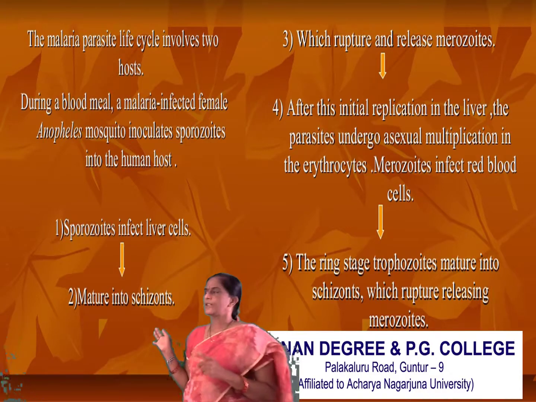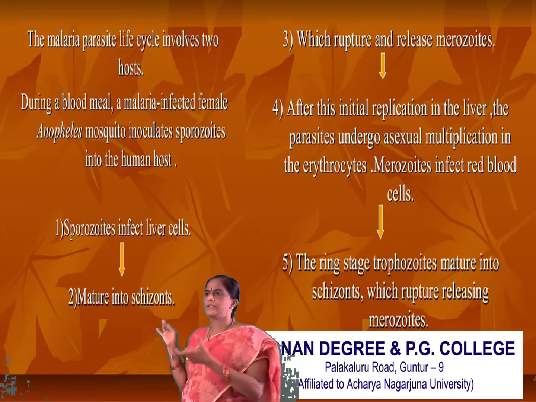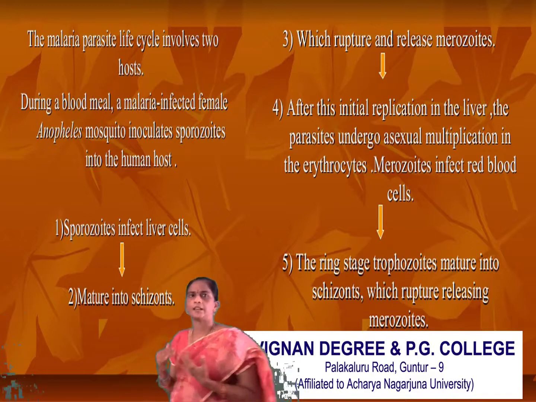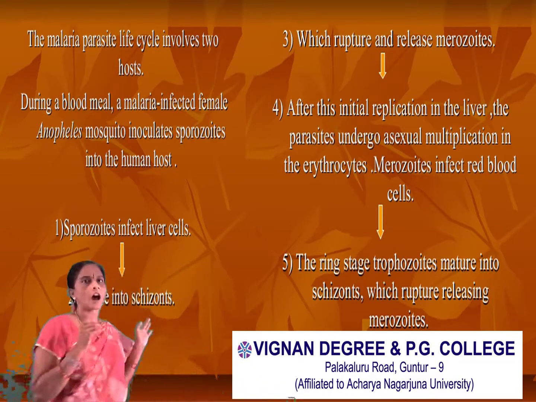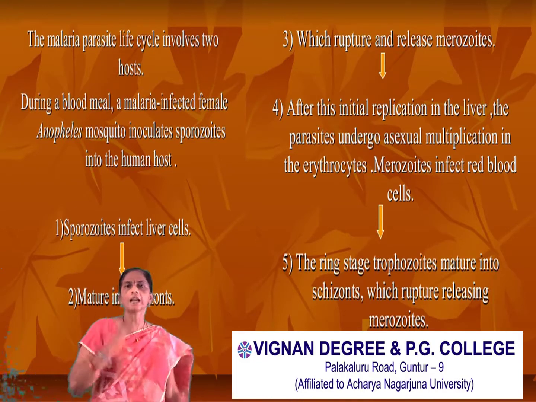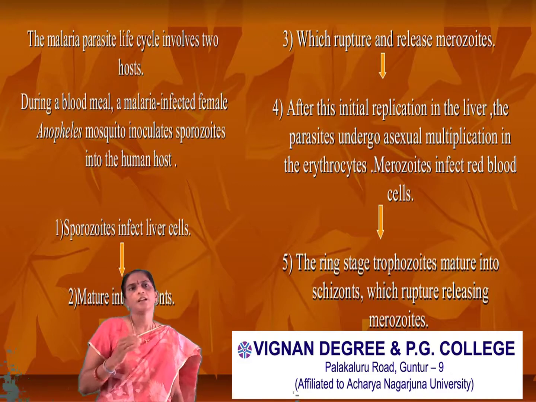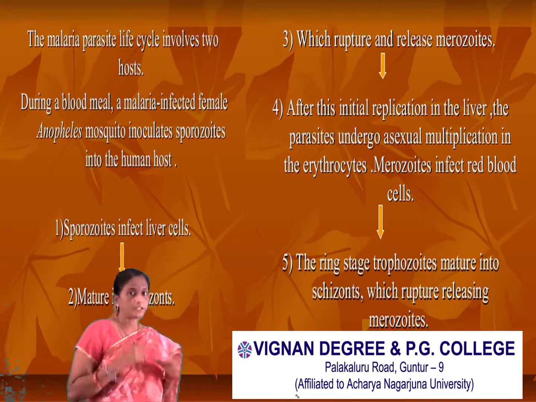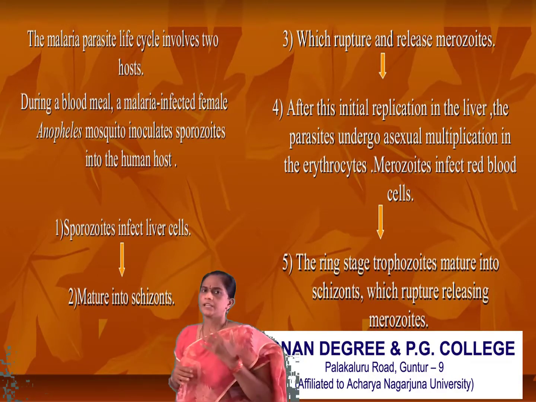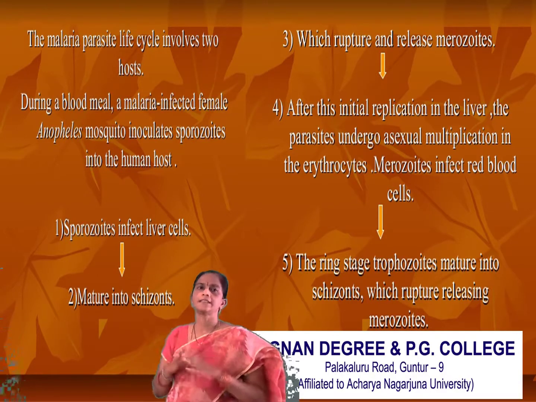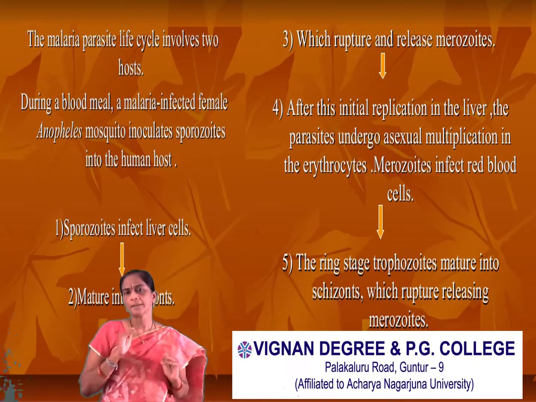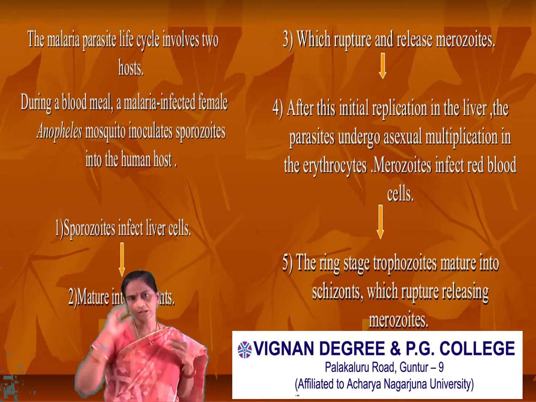Next one, erythrocytic cycle. Erythro itself indicates RBC cells. The merozoites are released from the liver and they invade the RBC cells. Plasmodium vivax infects only young RBC cells, young erythrocytes, whereas Plasmodium malariae infects old erythrocytes, whereas Plasmodium falciparum infects all, old and young RBC cells. All ages of RBC cells are infected.